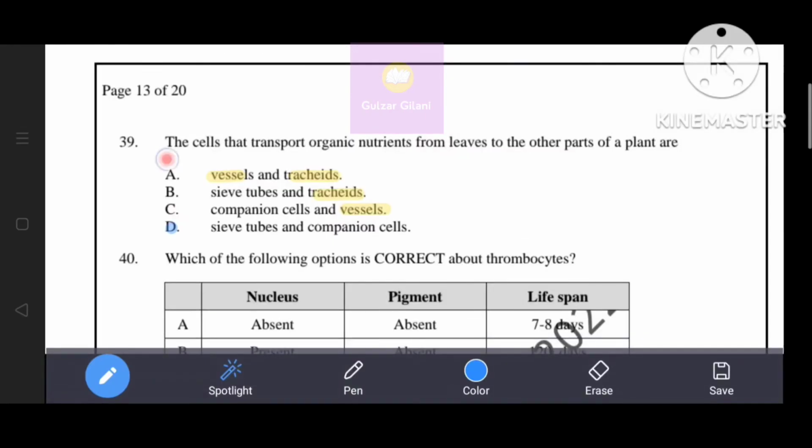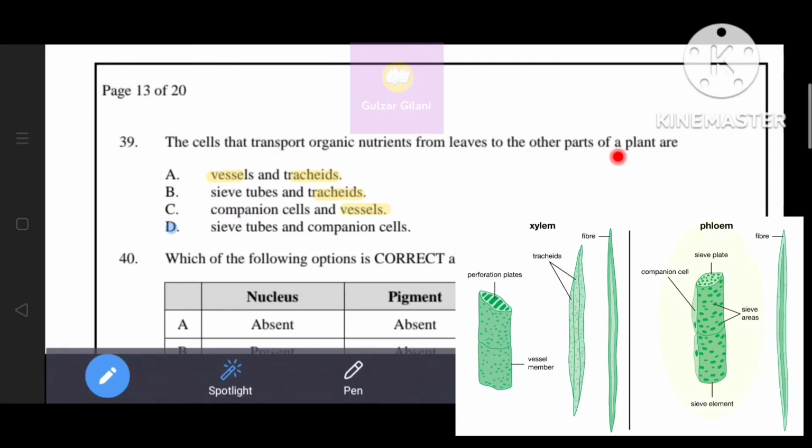Next question. The cells that transport organic nutrients from leaves to the other parts of a plant are, as you know, phloem is responsible for transporting food substances throughout the plant body. That's why option D, sieve tubes and companion cells, is the correct answer.